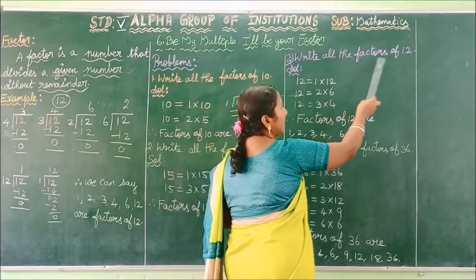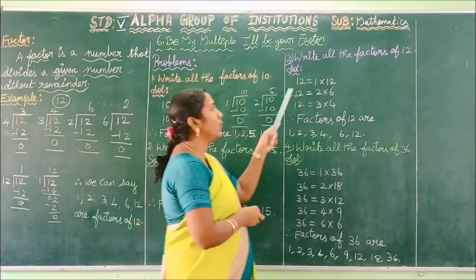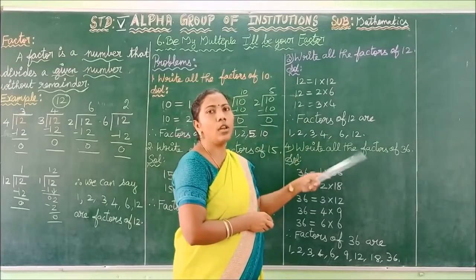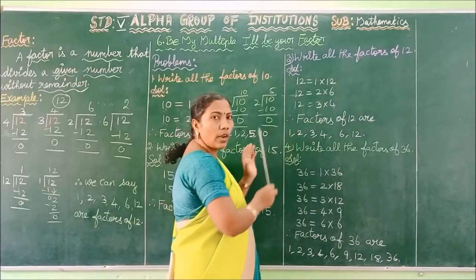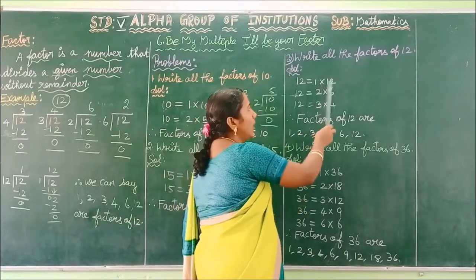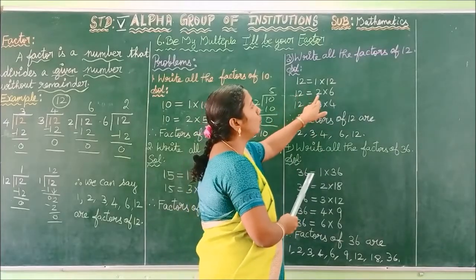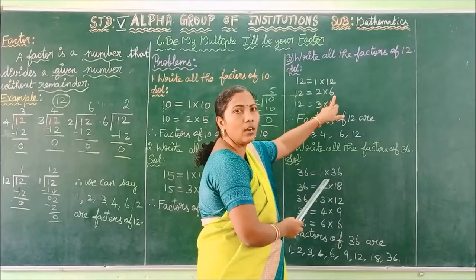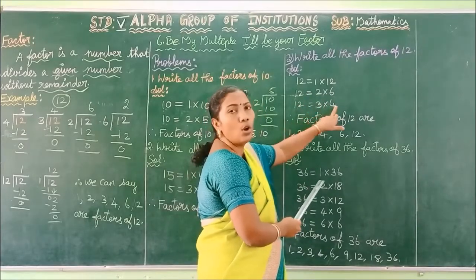See the third one. Write all the factors of 12. Already we have seen this. Okay. Now we are going to find the factors of 12 by writing the steps. See here. 12 can be written as 1 into 12. This is the first step. You have to write it in all the sums. So 1 into 12. 12 also comes in which table? 2 table. So you will write 2 into 6. 2 sixes are 12. 12 also comes in the 3 table. So 3 into 4. Okay.